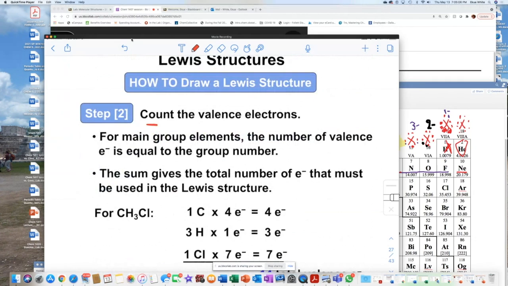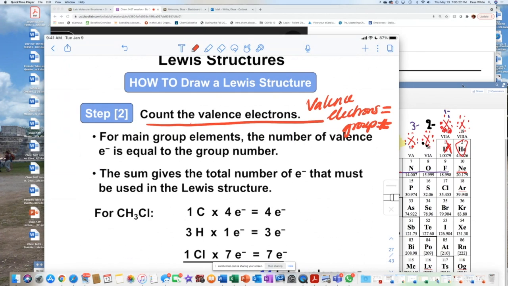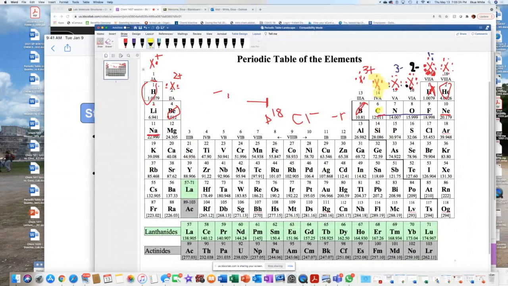You want to figure out what your total valence electrons are. So count the valence electrons. The valence electrons equal group number. Once again, everything is kind of around the periodic table. You see where carbon is? It's in group 4. So carbon brings in 4 electrons. And then we had chlorine in group 7. Chlorine brings in 7 electrons. And then we also had hydrogen in group 1. So each hydrogen brings in 1 electron.